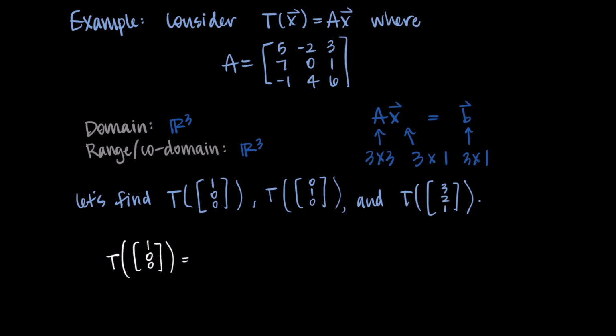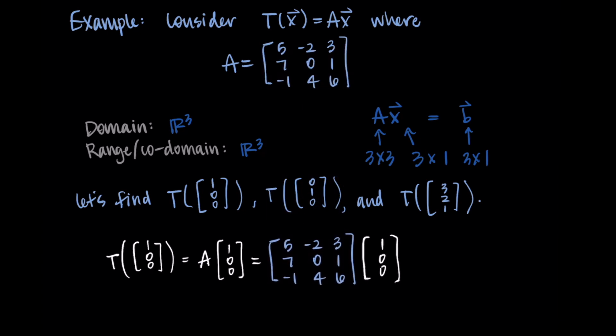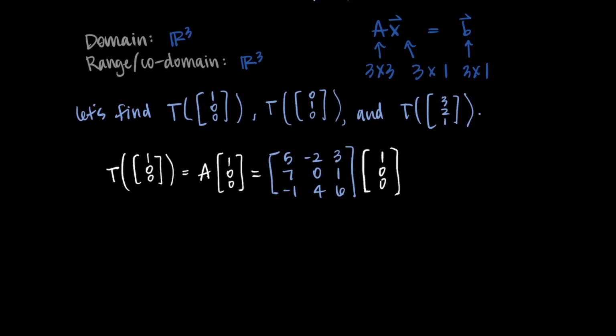For our first input vector, we're putting 1, 0, 0 into our function. What our function T does is it takes the matrix A and multiplies it by the vector. So we're looking at our matrix A and then multiplying by that vector 1, 0, 0. Now, jumping straight to the algorithmic way to do this multiplication, I'm going to do 5 times 1 minus 2 times 0 plus 3 times 0, then 7 times 1 plus 0 times 0 plus 1 times 0.